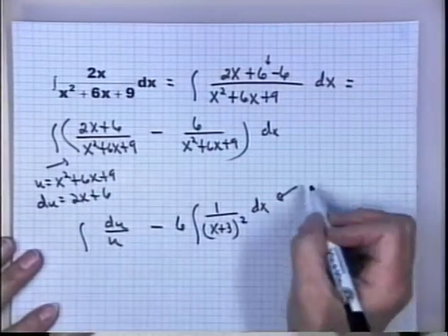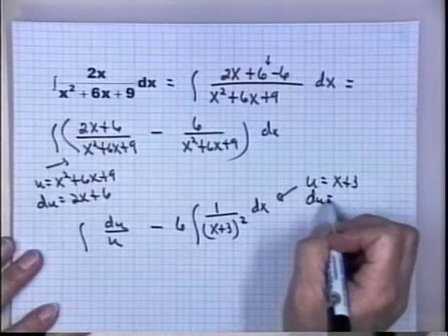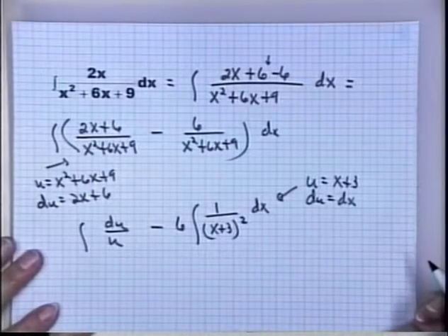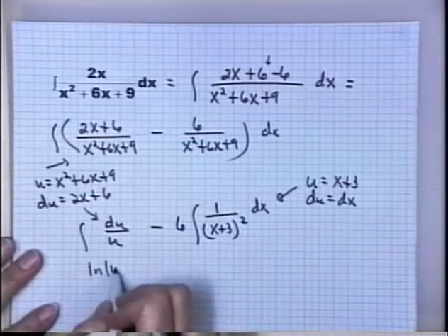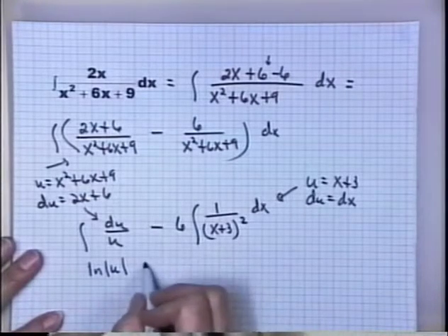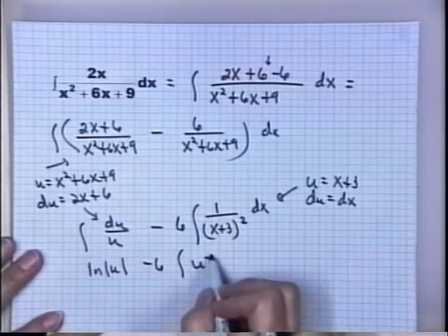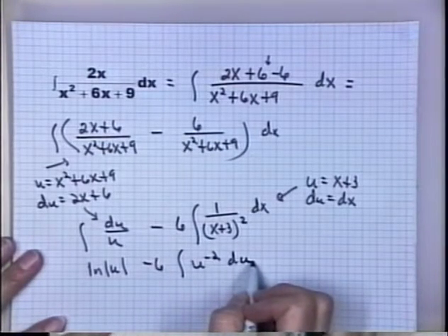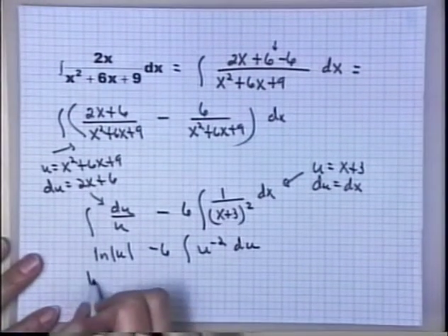Okay? Now on this one, I'm also going to do a U substitution. Don't confuse the two U's. Here I'm going to let U be x plus 3. du is 1 times dx. Now on this one, I've got the natural log absolute value of U. Here I've got minus 6, and I'm going to pull this up as U to the negative 2 times du. Now don't let the two different U's confuse you.